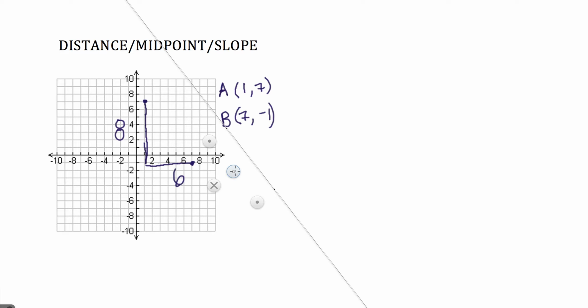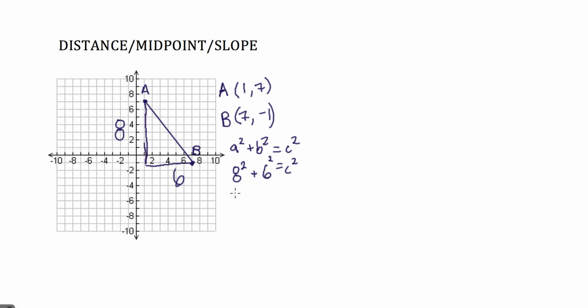Now, when I draw my third side, my hypotenuse is what we call it. Remember, in right triangles, hypotenuse. So now, to find the length of AB, the distance between A and B, let's use the Pythagorean theorem. Remember this? A squared plus B squared equals C squared. A, I'll say, is 8, so 8 squared, plus B is 6, 6 squared equals C squared.